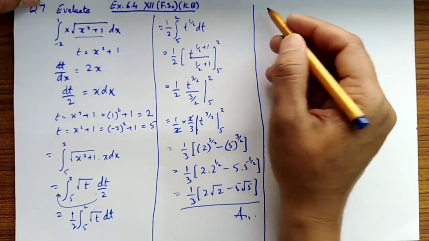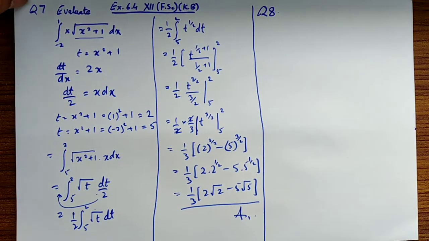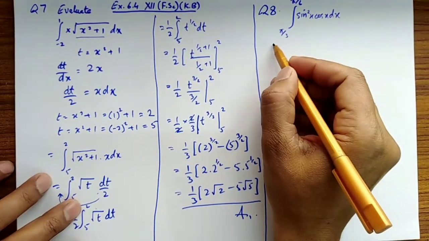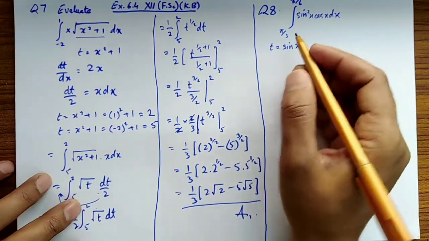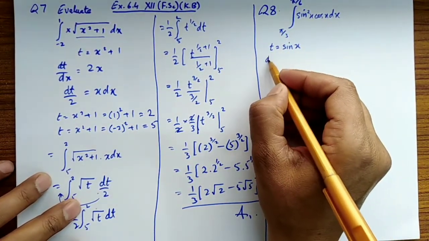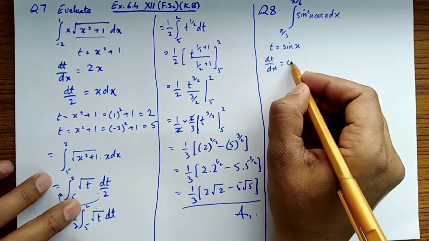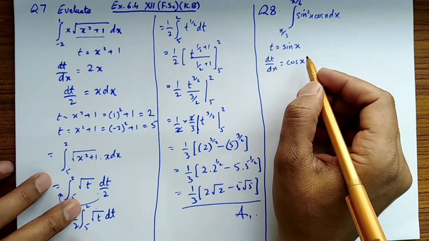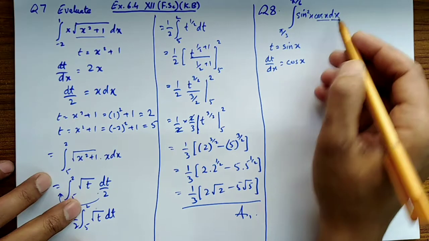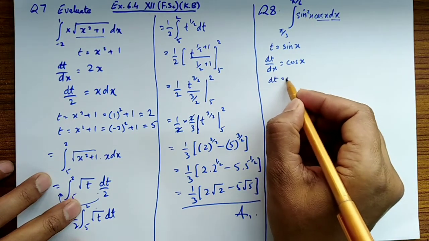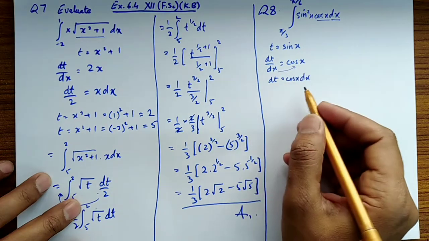Question number 8. Okay, in this question, let's suppose we take t equals sine x. So when we take the derivative, dt upon dx gives us cos x, right? And we have cos x dx here, so dt will be cos x dx, just moving this dx up here.